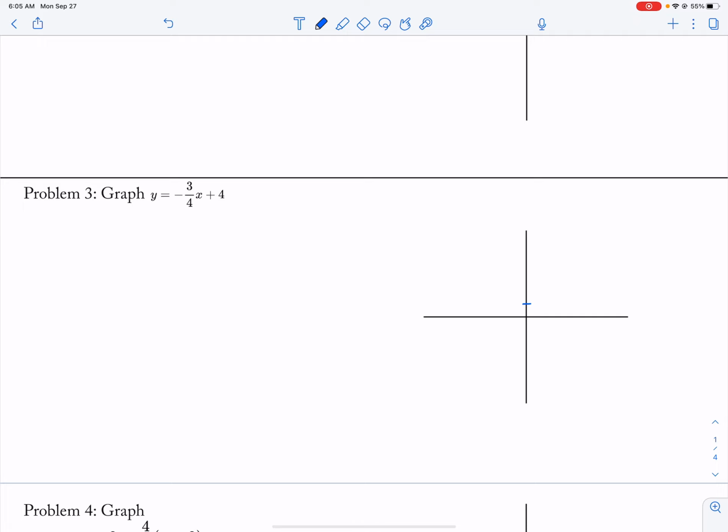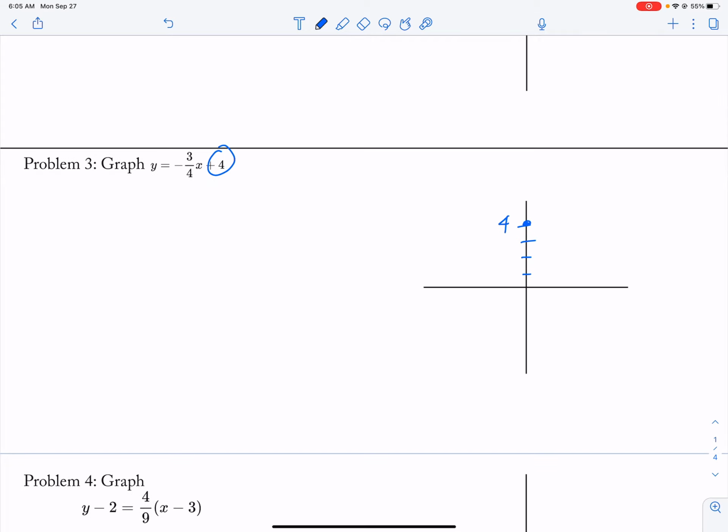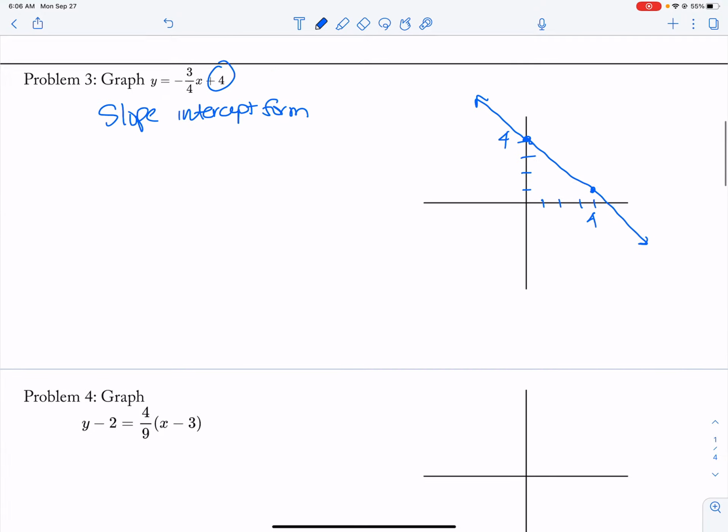So I find my 4 is on the positive y-axis. So I graph 4 and I label my 4. Then I go down 3 and to the right 4. So I'm right here. That's at 4. And then again, I connect the dots because I'm in slope-intercept form. So you have to identify what form you're in.